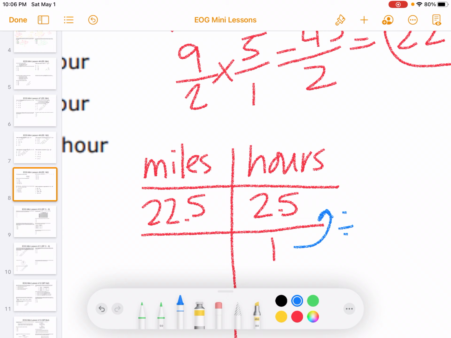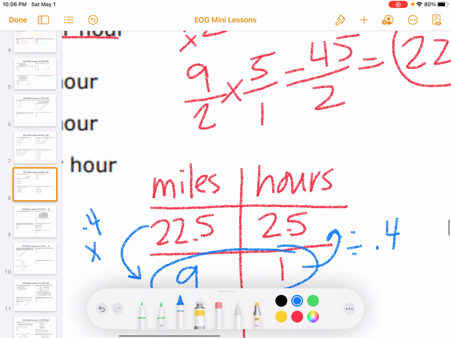1 divided by 2.5. I get 0.4. So it's not a crazy number, but it's not what I would have expected. Then I'm going to multiply by 0.4. So 22.5 times 0.4, or 4/10, and I get 9. So he goes 9 miles per hour.